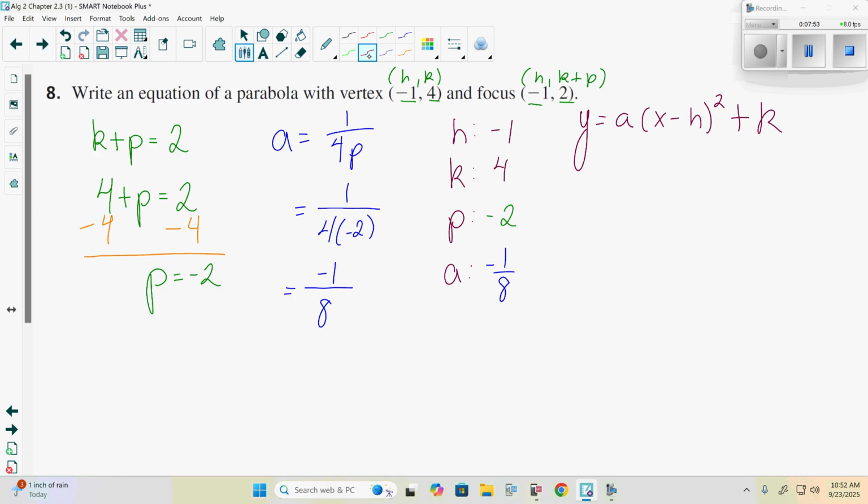Now we just need to plug it back in. So we say y equals. So we'll replace a with -1/8. x minus our h value is -1. Because our -1, we don't have to leave it as -1. We could just rewrite that as +1. Telling us our equation is y is equal to -1/8 times our x plus 1 squared plus 4.